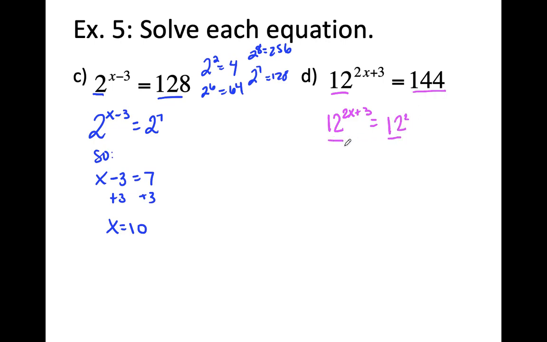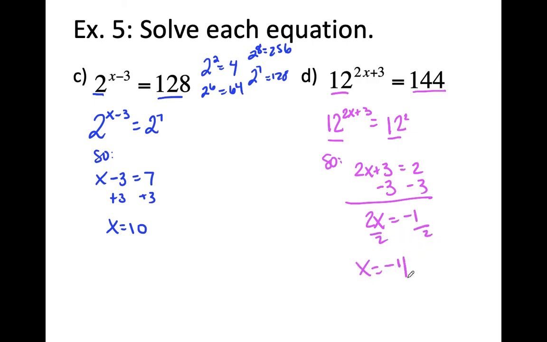So now my bases match. So because my bases are the same, that means my exponent of 2x plus 3 equals my exponent of 2. And now I just have to solve this. So I subtract 3. I get 2x is equal to negative 1, divided by 2. And my x is negative 1/2. As before, don't write them as decimals, write them as fractions.